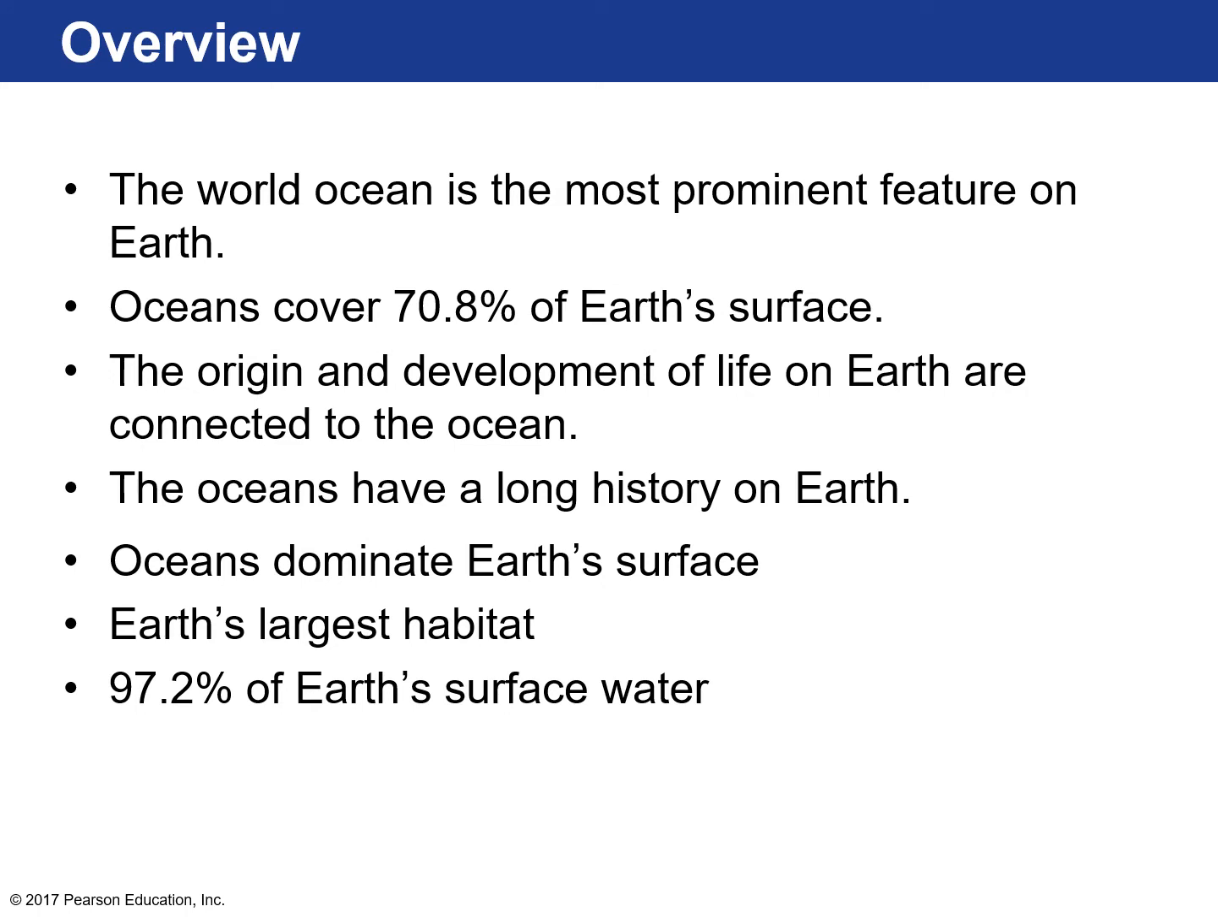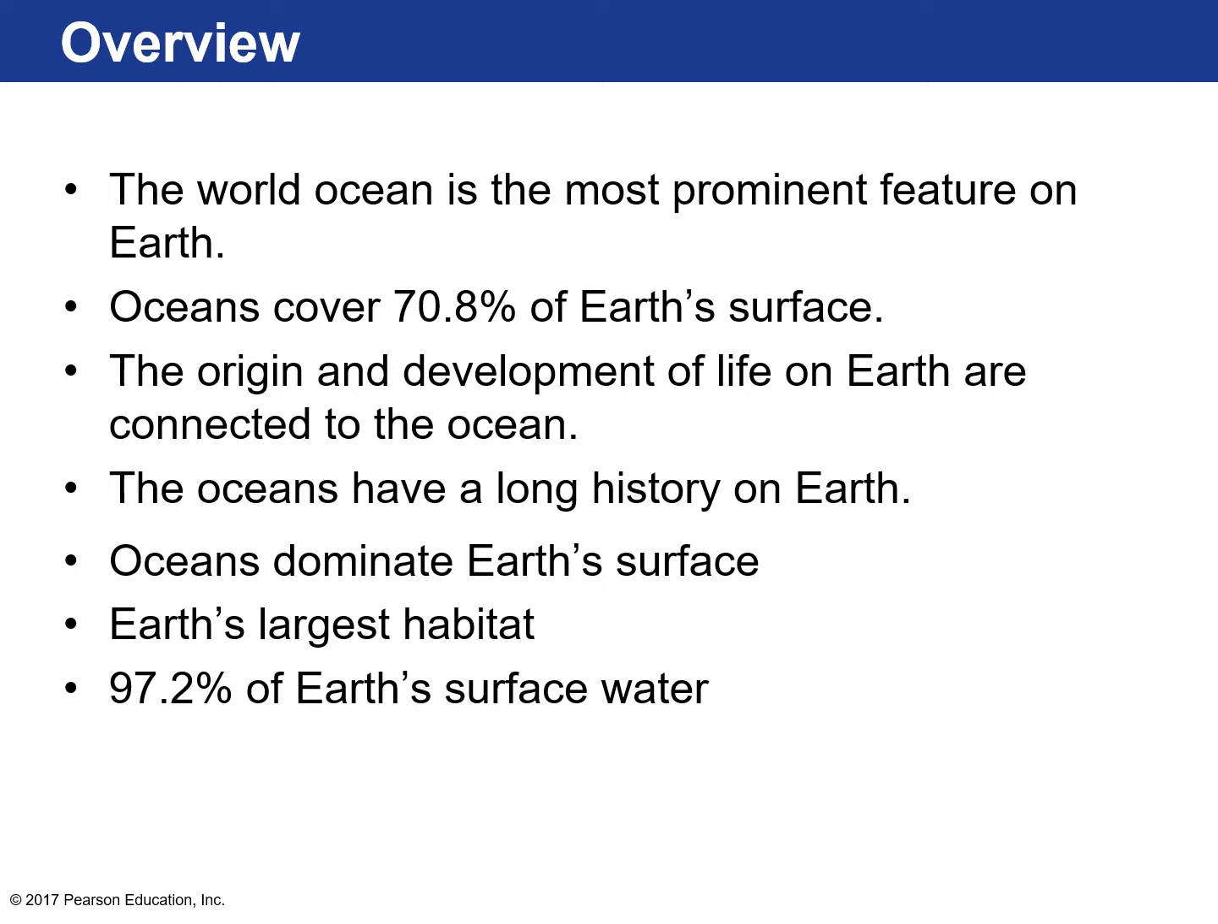So our world ocean is the most prominent feature of our planet. It covers approximately 71% of the Earth's surface. If you were a visitor from outer space, you'd be looking at a blueberry covered in oceans and clouds, and land makes up a smaller portion of that. The origin of life itself on our planet developed in the oceans. We're very connected to the oceans.